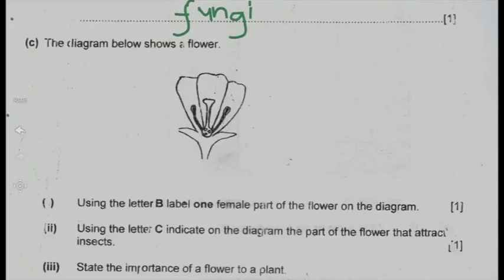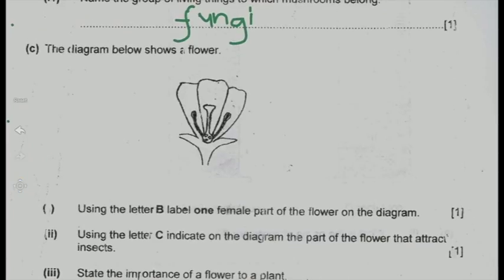The diagram shows a flower. Now, this is question C. There is Roman figure 1 here. I know there was supposed to be Roman figure 1 here. Using the letter B, label one female part of the flower on the diagram.